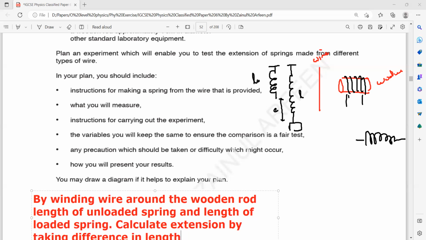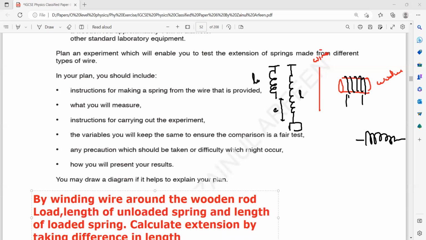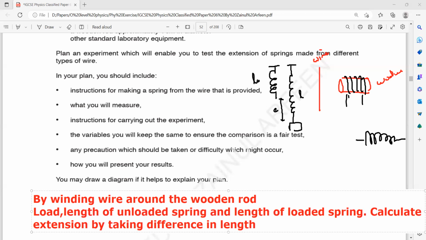And the other thing, the load which is added, the length of the unloaded spring, and then the length of the loaded spring. And just take the difference to calculate the extension. Is it clear? Yes, sir, clear.